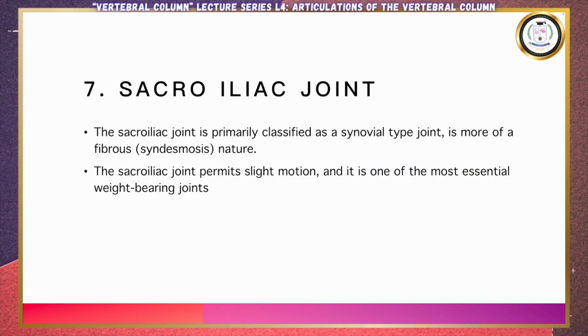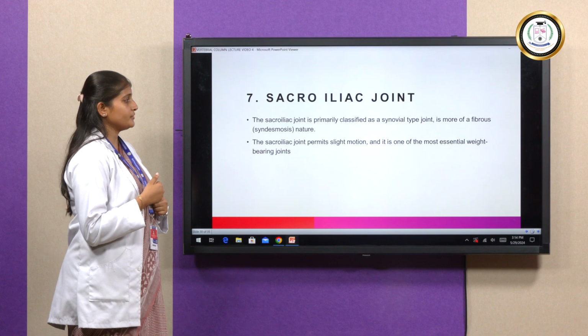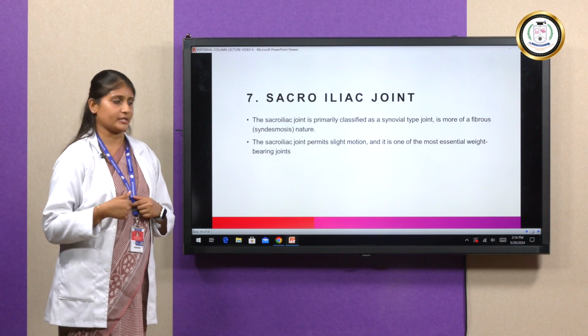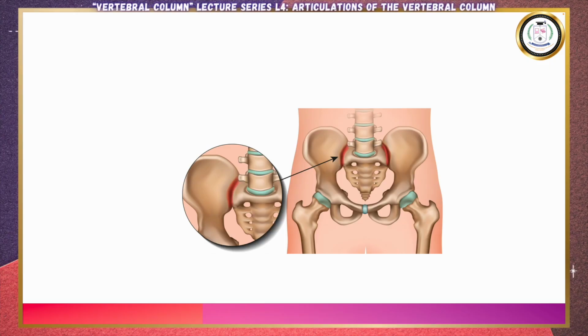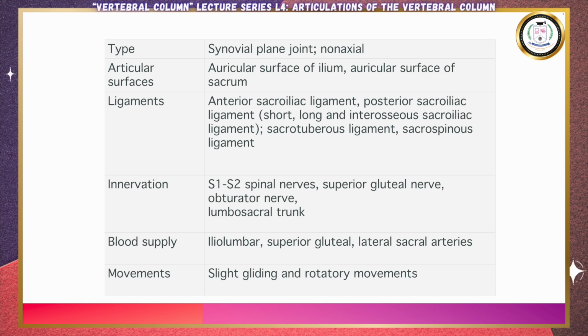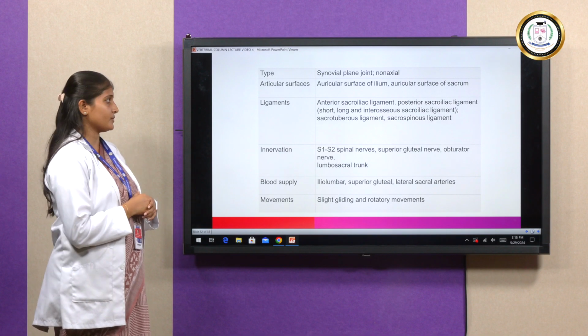Next, we will move on to the sacroiliac joint. This sacroiliac joint is primarily classified as a synovial type joint and is more fibrous in nature. The sacroiliac joint permits slight motion and it is one of the most essential weight bearing joints. This is the sacroiliac joint. The ala of the sacrum articulates with the ilium. So, this is the synovial joint and the auricular surface of the ilium articulates with the auricular surface of the sacrum.